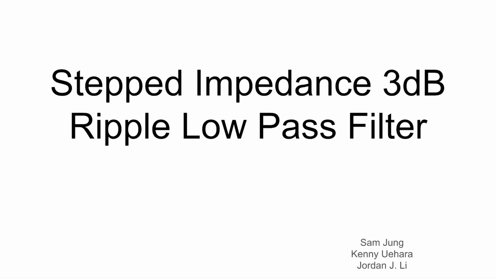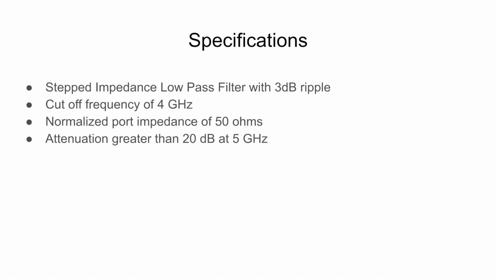Stepped Impedance 3dB Ripple Low-Pass Filter by Sam, Kenny, and Jordan. Our specifications for this project were to design and build a stepped impedance 3dB ripple low-pass filter with a cutoff frequency of 4 GHz, normalized to 50 ohm ports, with an attenuation greater than 20 dB at 5 GHz.